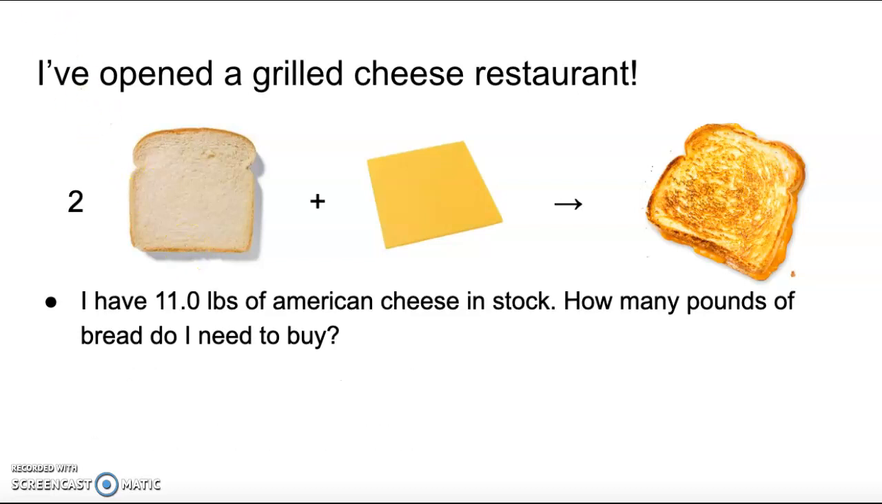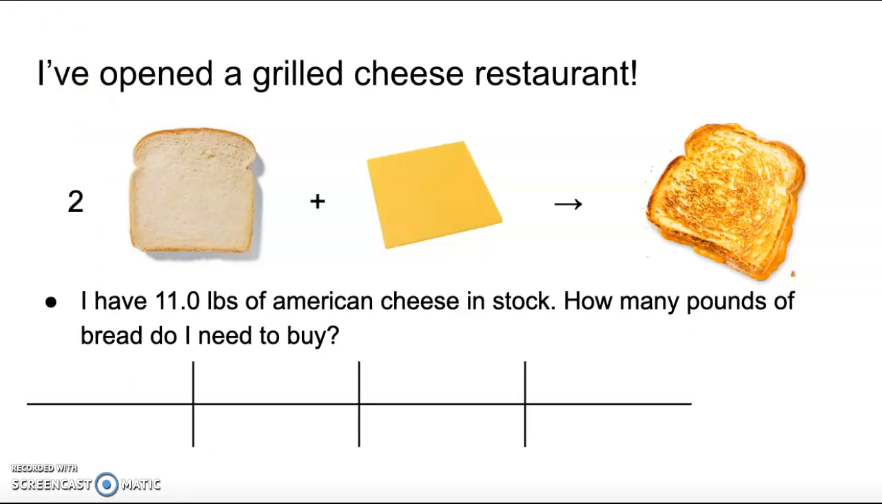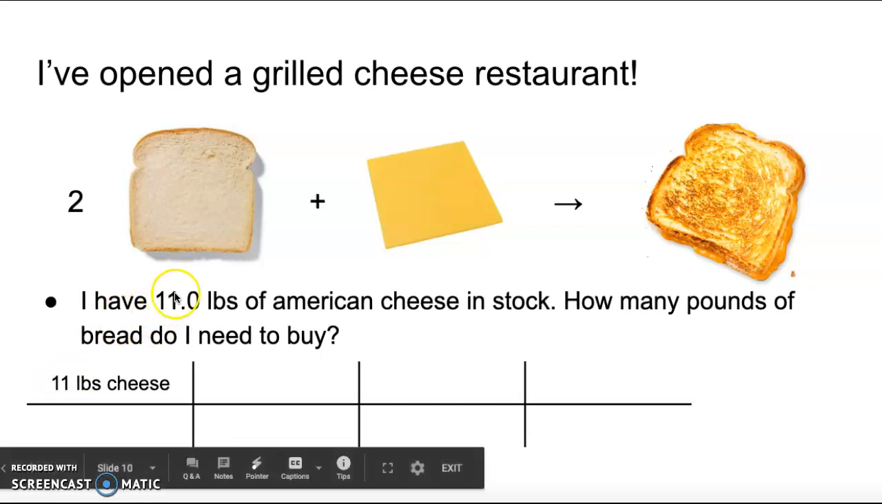Now I want to set up my dimensional analysis problem. This one's going to have 3 steps, so I want 4 sets of boxes, 1 for my initial information and 3 for the conversion factors that I'm going to need. Remember that I always want to put the amount that I'm starting with in the top left-hand corner. So I'm going to put 11.0 pounds of cheese in that top corner. Oops, I forgot my 0.0 here, but there should be a 0.0. And then underneath that, I'm going to put a 1 to remind myself not to put anything else there.